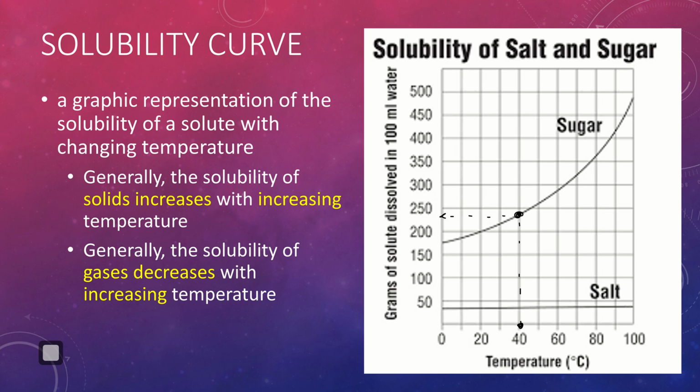So the line itself is telling you how much can be dissolved at the different temperatures. And you can see the line is going up as temperature increases. That's what we said. In general, for solids, if I increase temperature, I will increase solubility. I said that on the prior slide. So the line itself is telling you how much it will dissolve.